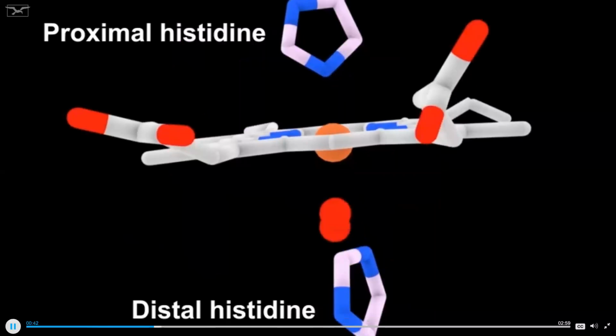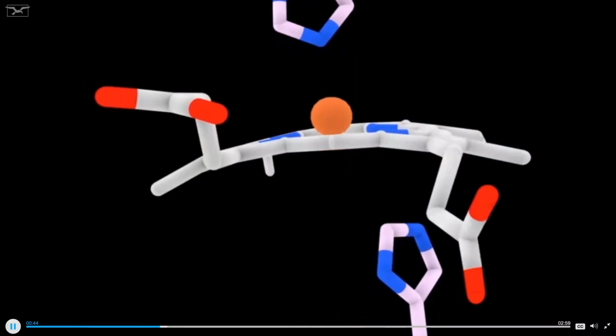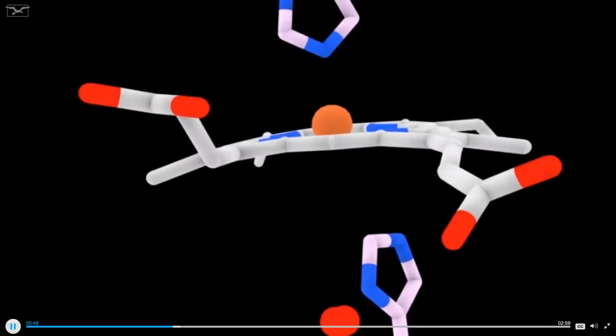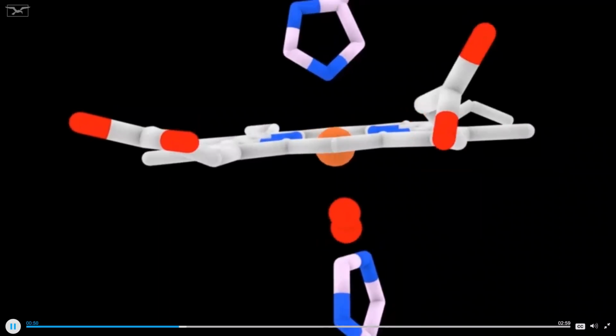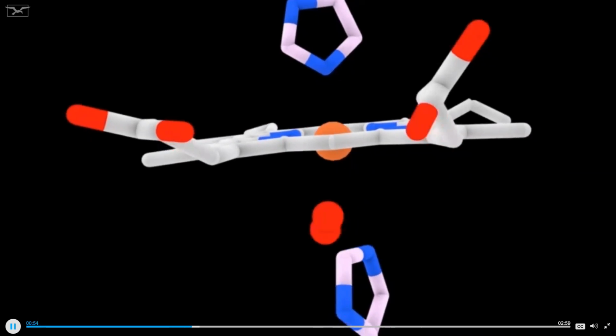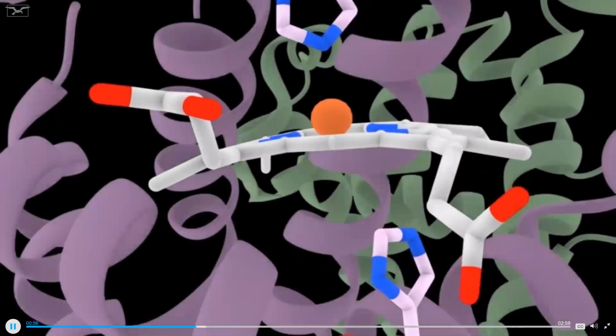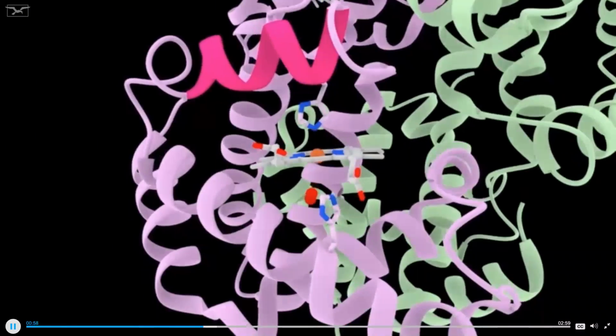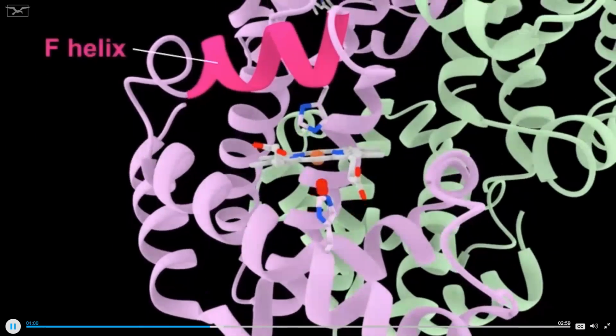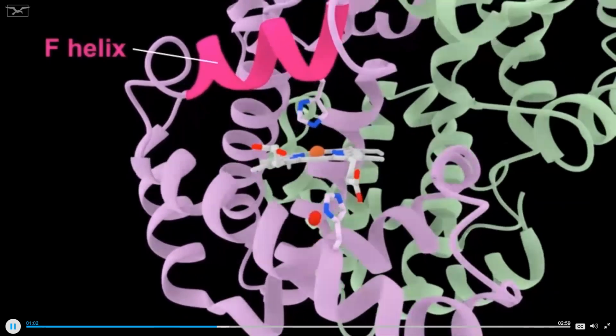In the absence of oxygen, the heme group is puckered because of the large radius of the ferrous iron atom. Oxygen binding to the heme group reduces the radius of the iron, forming a planar heme. Because of the bond between the iron and proximal histidine, movement of the iron moves the histidine, which in turn moves a helical segment called the F helix of the hemoglobin polypeptide.